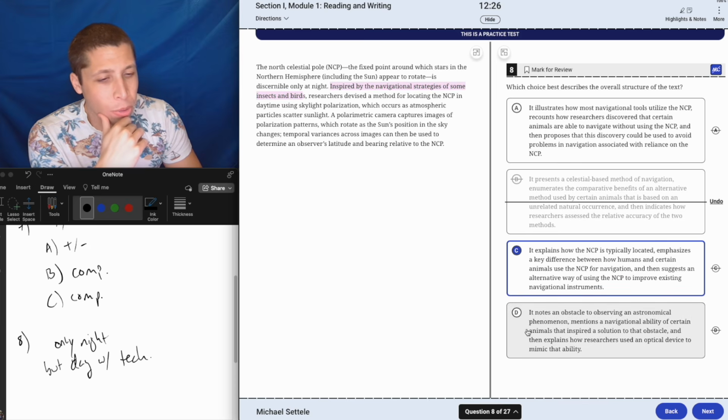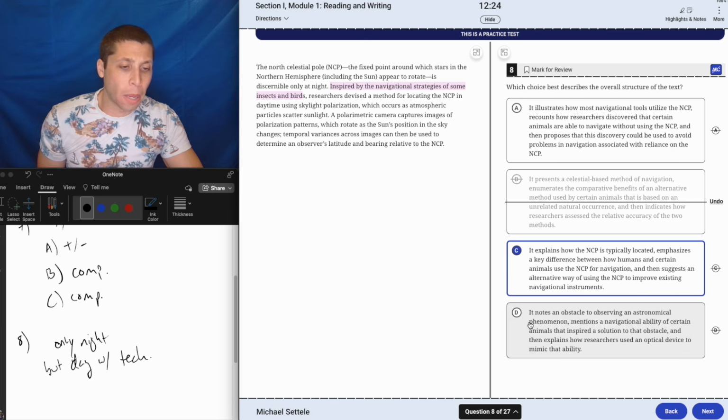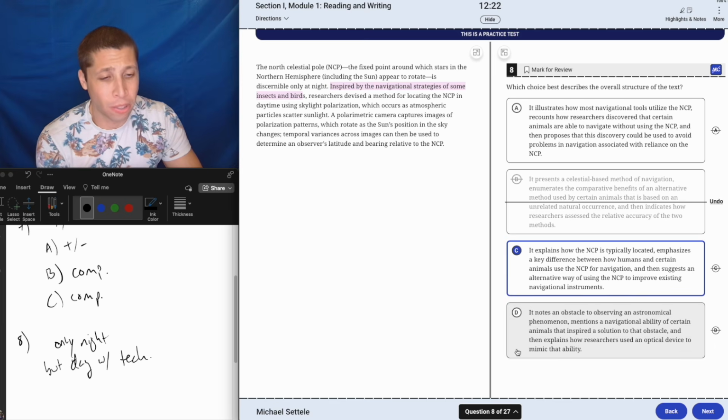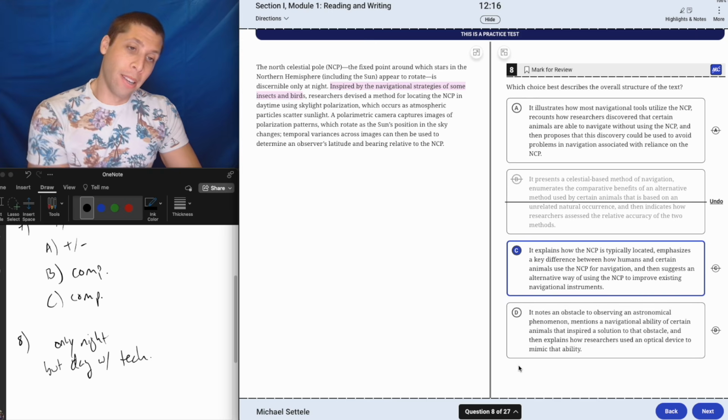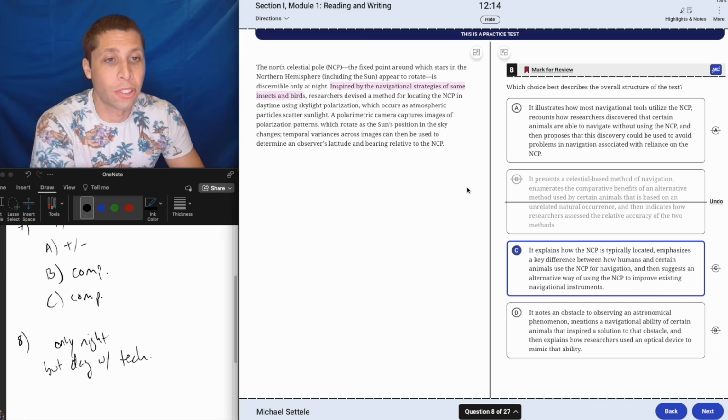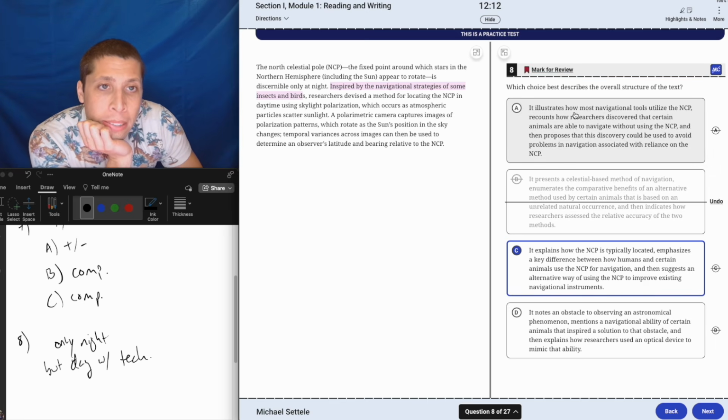Let's look at D. It notes an obstacle to observing an astronomical phenomenon, mentions a navigational ability of certain animals that inspired a solution to that obstacle, and then explains how researchers use an optical device to mimic that ability. Oh, this is a hard one. I can tell from the choices. They're just very similar. Let's go back to A for a sec. How most navigational tools utilize this.